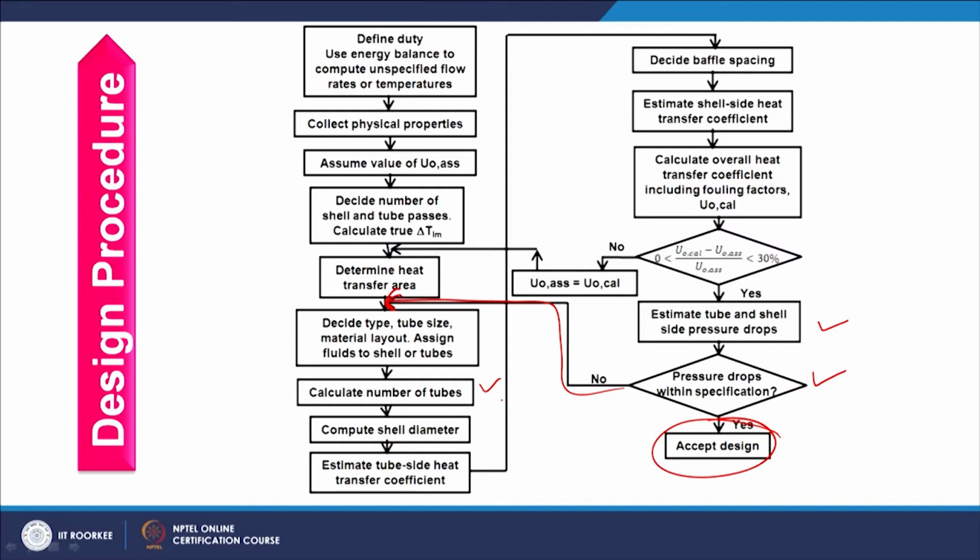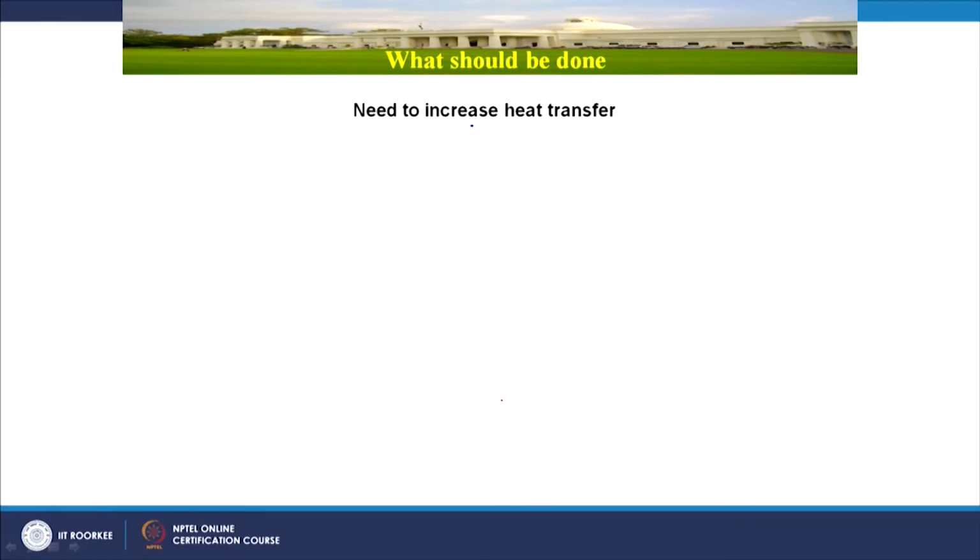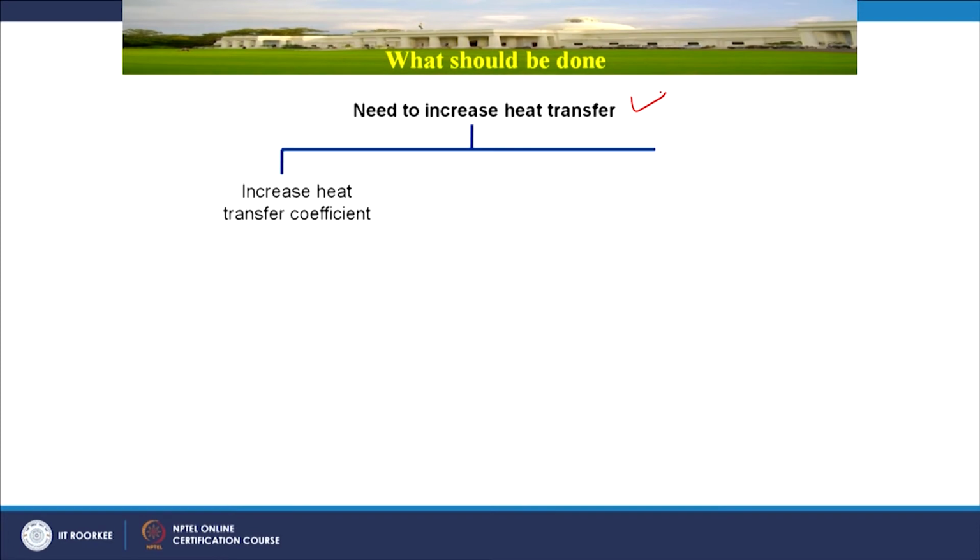Okay. Now, next we will discuss that if the heat transfer coefficient and pressure drop will not lie within the specified range, what change we have to do. Okay. So, the next topic is what should be done. Fine. So, let us see here, if I need to increase the heat transfer, how I can increase that? Either I can increase heat transfer coefficient or I can increase the surface area.